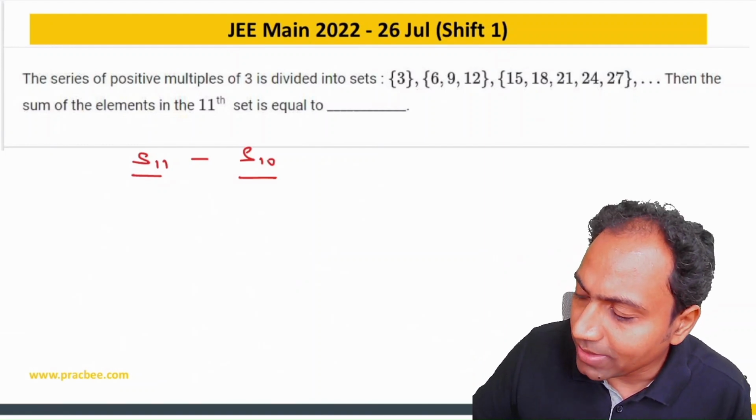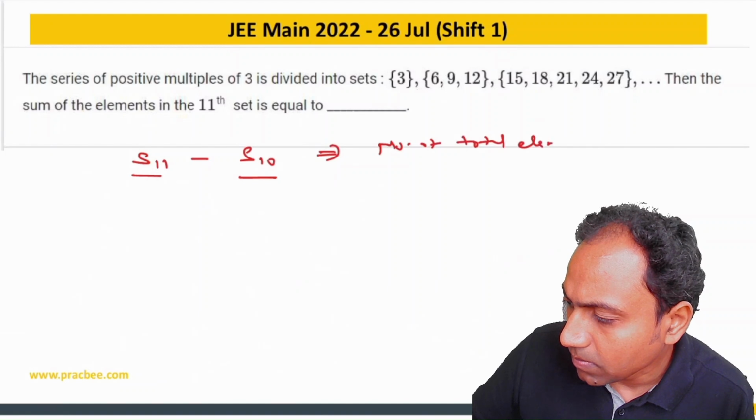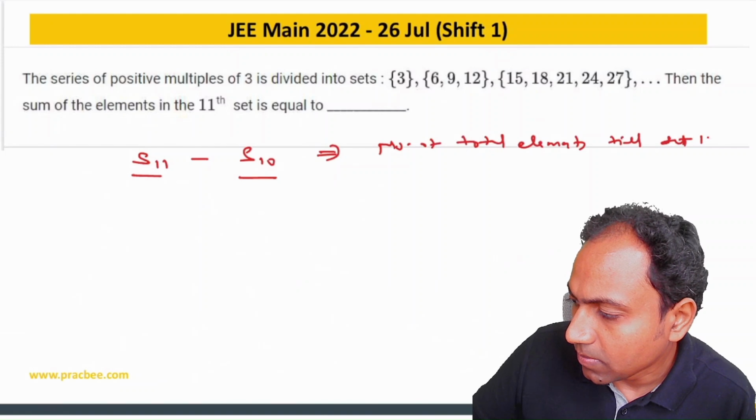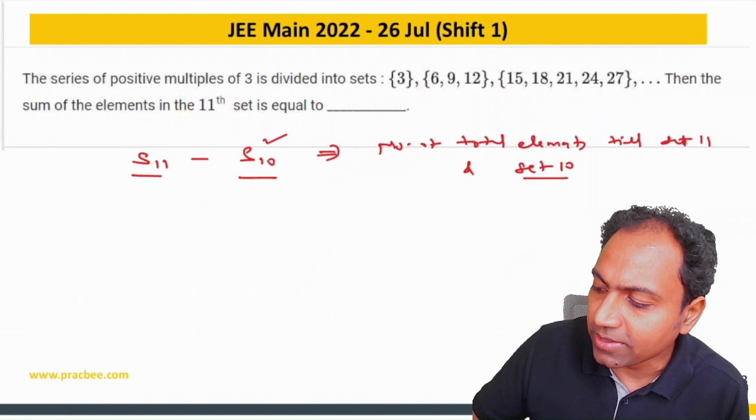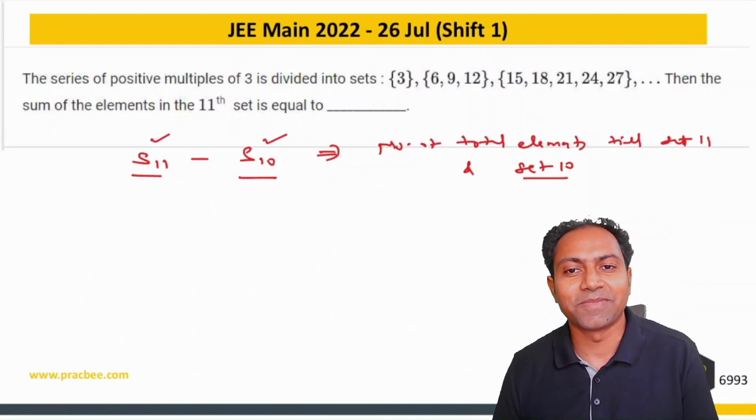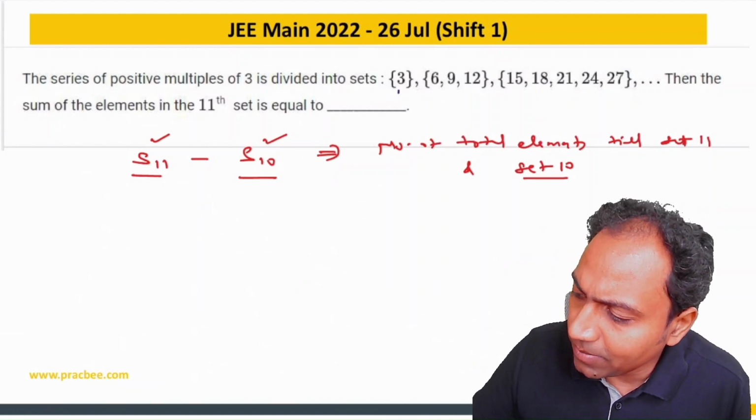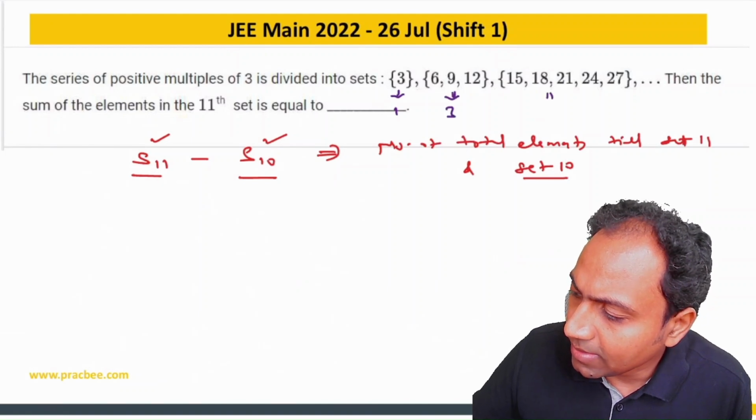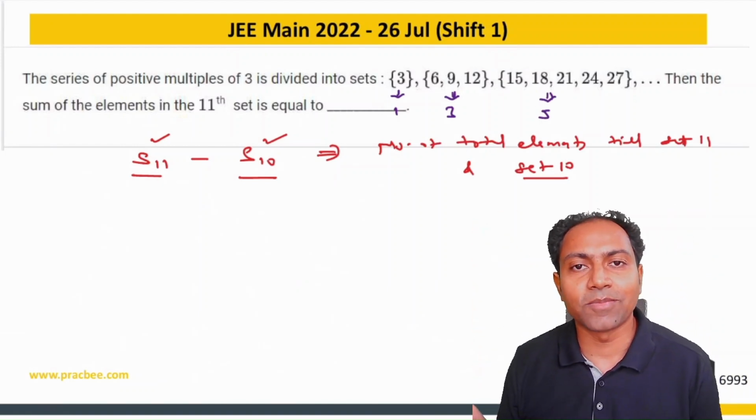So now in order to get this, the other challenge is we need to find the number of total elements till set 11 and set 10. Set 10 will be important for finding the second term and 11 will be important for finding the first term. Now how to do that? If you closely observe, the number of elements in the first set is nothing but 1, in the second set is nothing but 3, in the third set is nothing but 5.